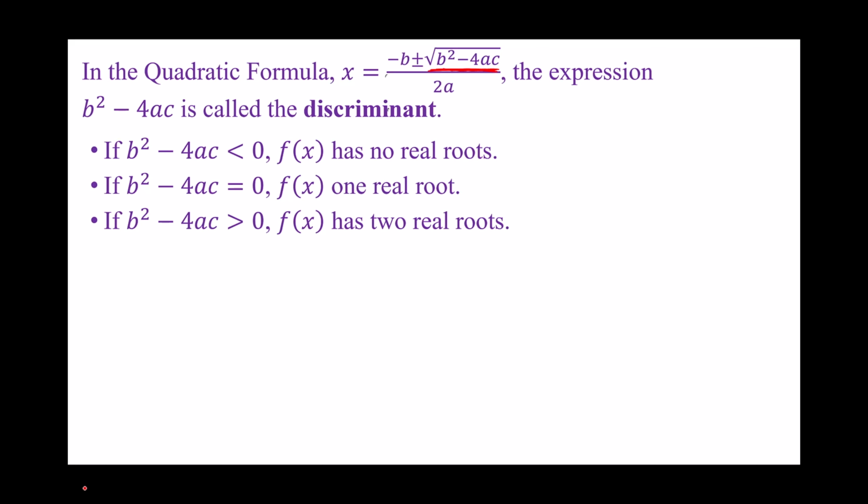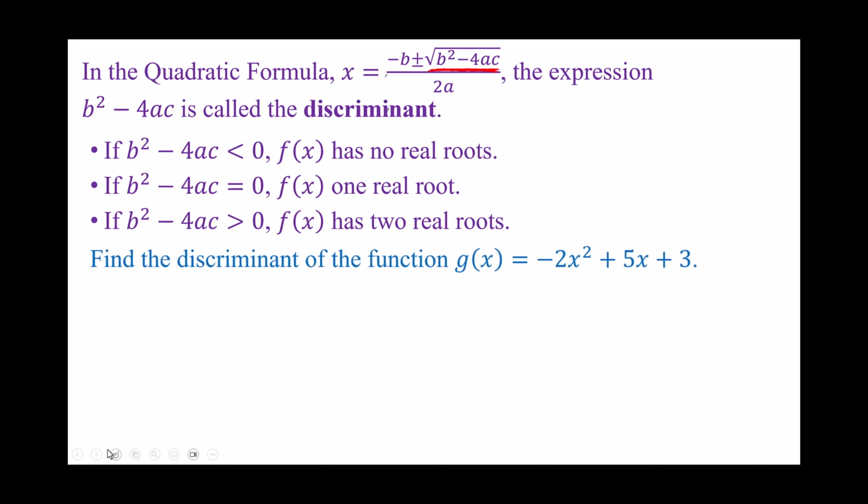If b squared minus 4ac is greater than 0, f of x will have two real roots. The reason for this is because if we have a real number and we add or subtract it to something else, then we're going to have two answers, one where we add the part in the square root and one where we subtract. Find the discriminant of the function g of x equals negative 2x squared plus 5x minus 3.